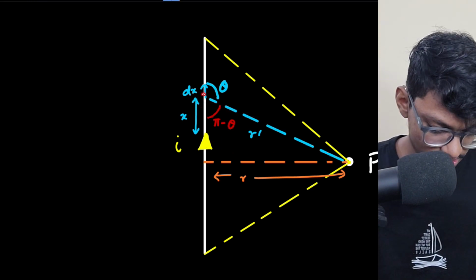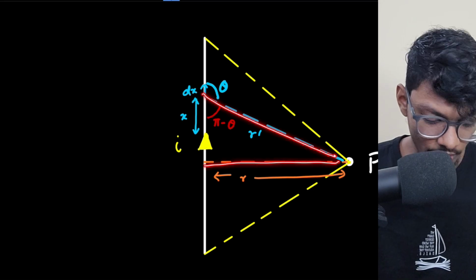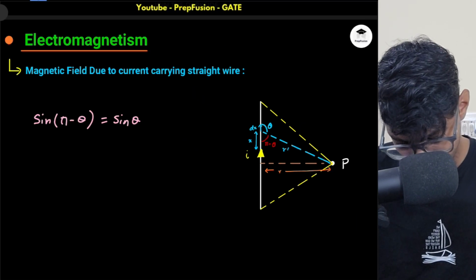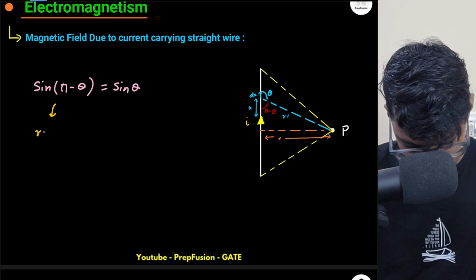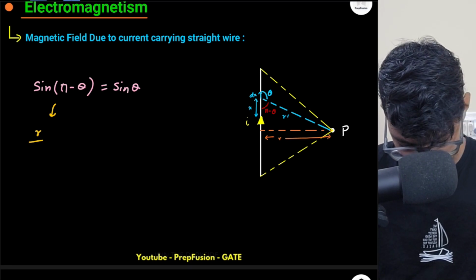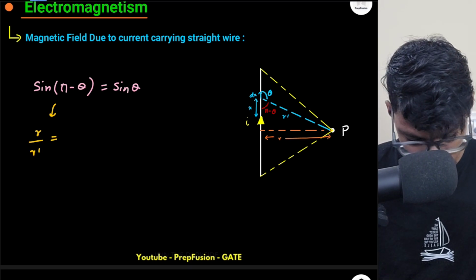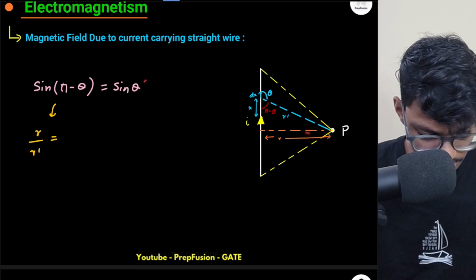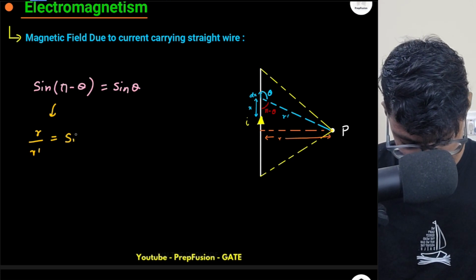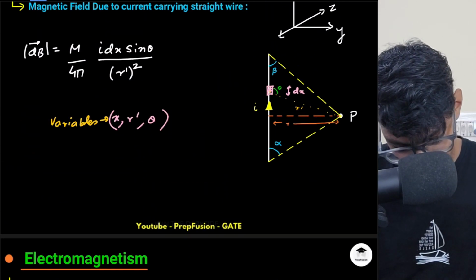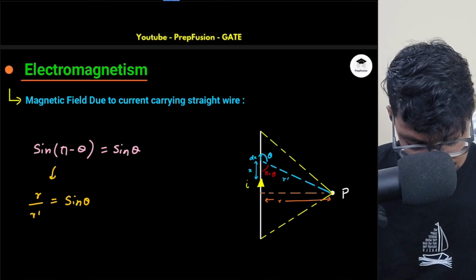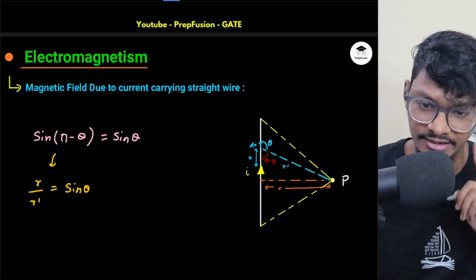What is sine pi minus theta? This is the hypotenuse and this is the altitude. Sine pi minus theta will be what? This will be altitude by hypotenuse, r upon r dash. This is equal to r upon r dash, and this is simply equal to sine theta, right? And in the formula, I have sine theta only. So I have reduced one variable, theta I have reduced, okay?